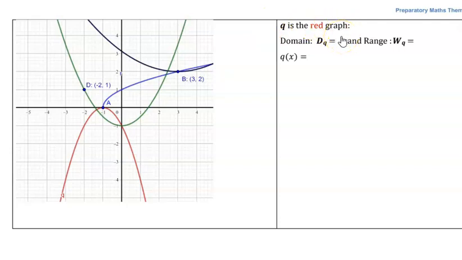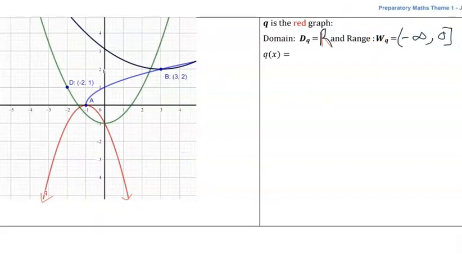We see that the red graph, we can put arrows here. First of all, let us look at the domain. What is the domain? Domain will be all the x values, so all the real numbers. But the range will be everything from 0 downwards. So we will start at negative infinity, then we'll continue to 0, and we will close the bracket there for 0 because it's included. So everything less than or equal to 0 will be in the range of the function q.